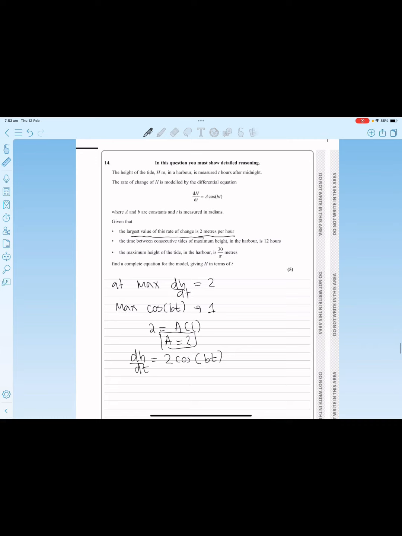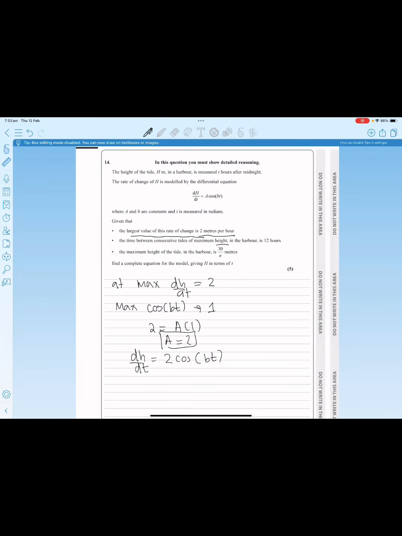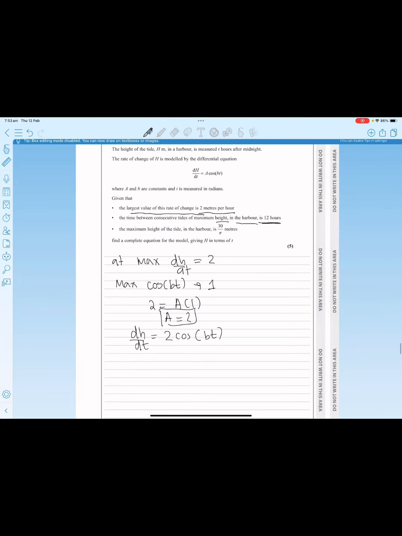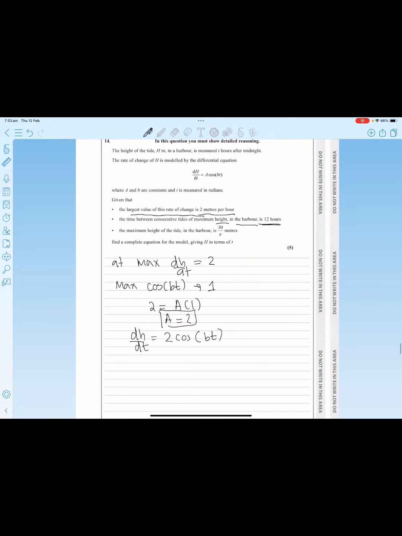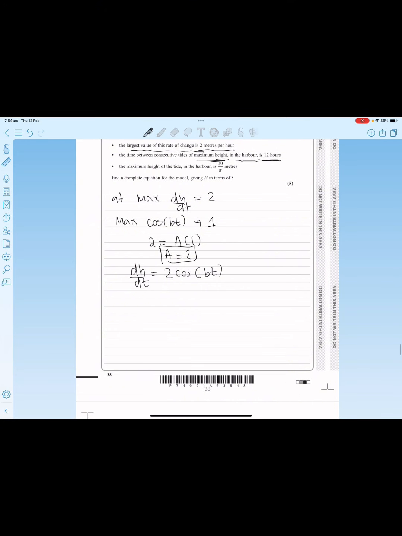Now let's keep going. Now it also says the time between consecutive tides of the maximum height in the harbor is 12 hours. So it's essentially saying that the period of the function is 12. But this is not talking about the rate of change, right? It's talking about the tides of maximum height. So I want something which would give me just h. So if I were to turn this equation from dh over dt into an h function, we would have to integrate, right? And that function would turn into sine. Cos integrates to positive sine. So this would be sine bt.